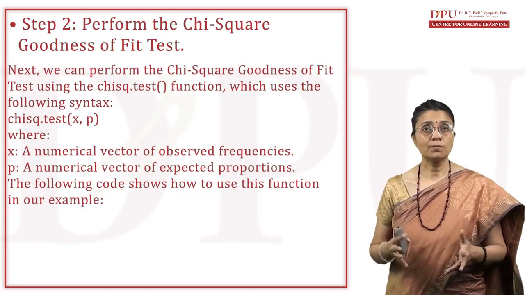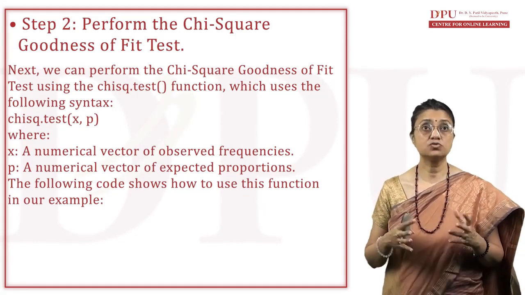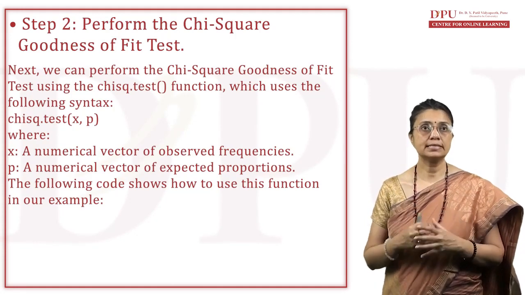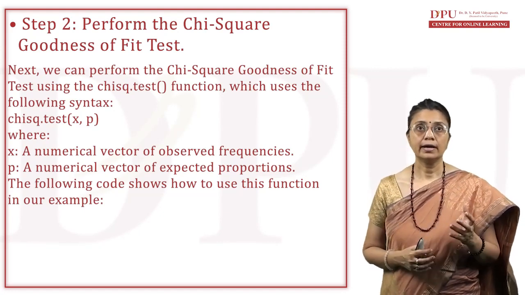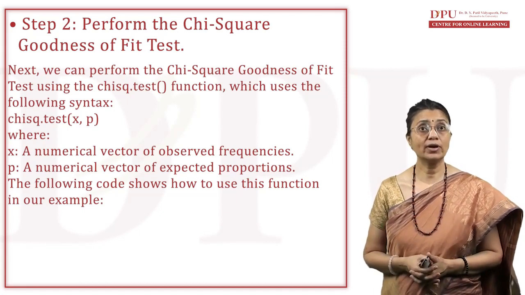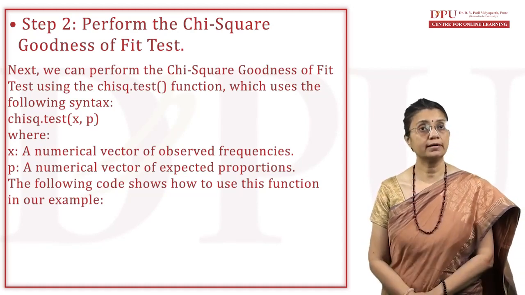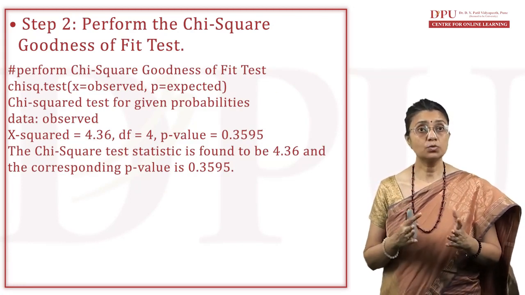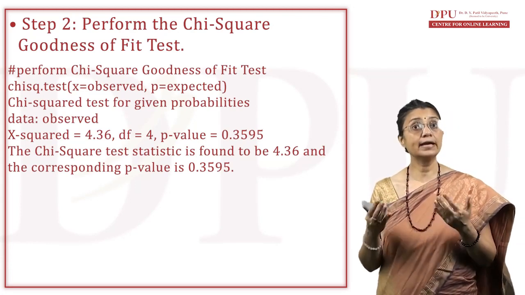So now we perform the chi-square goodness of fit test. Next, we can perform the chi-square goodness of fit test using the chisq.test function, which uses the following syntax: chisq.test within brackets x and p. X is a numerical vector of observed frequencies and p is a numerical vector of expected proportions. The following code shows how to use this function in our example. Perform the chi-square goodness of fit test with the line chisq.test, which is our function name, x, which is our observed data, and p, which is our expected data.